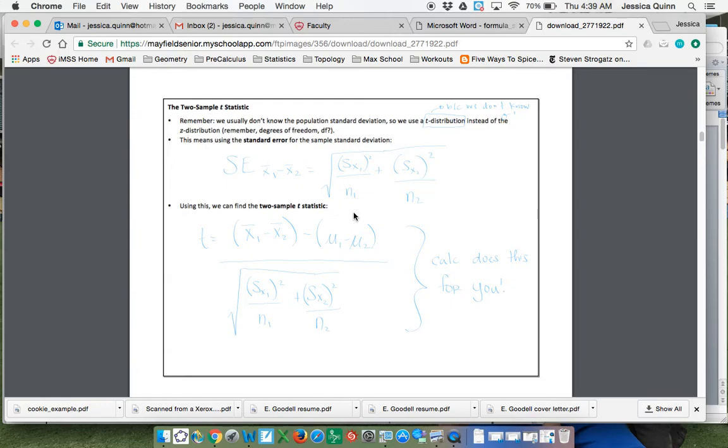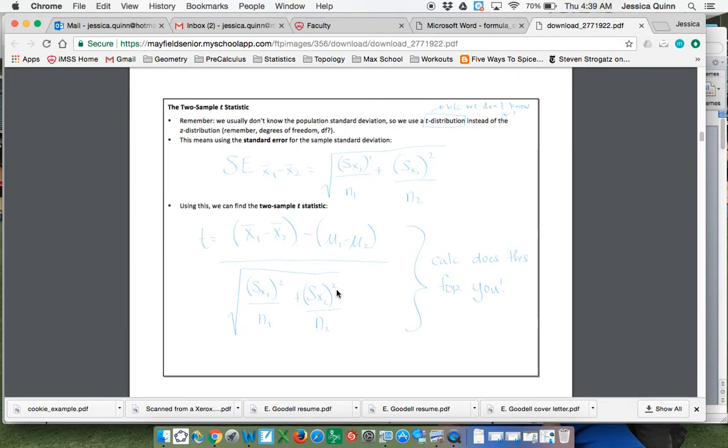Instead of being able to find the standard deviation of the difference of the two means, we have to use the standard error because we're going to use the standard deviation from our samples. So just the same exact formula we had above, but now instead of sigmas, we're going to use S sub x. And again, it's because we're using sample data, we call it the standard error instead of the standard deviation.